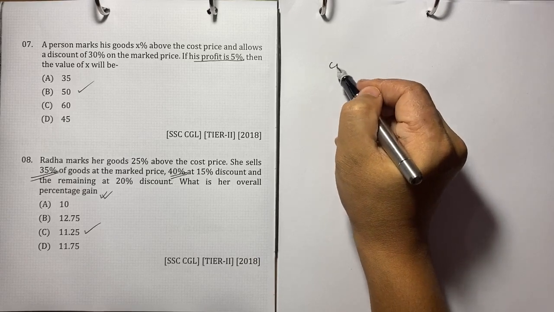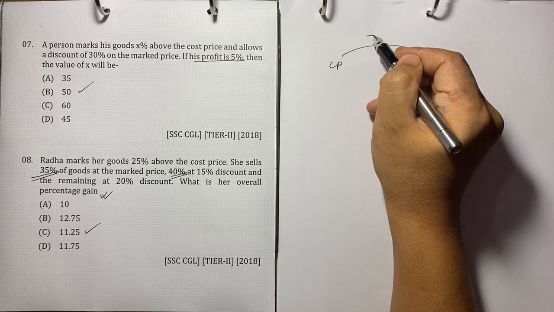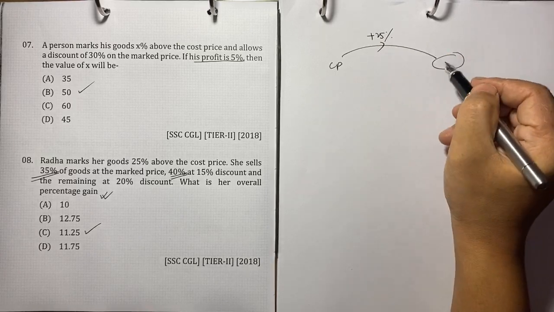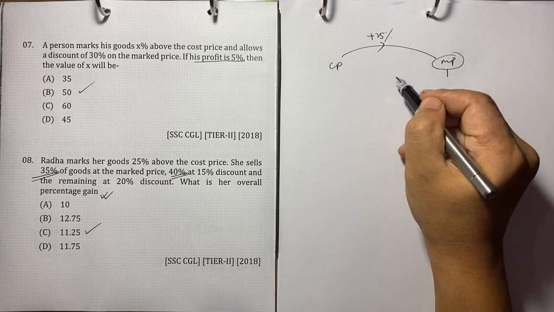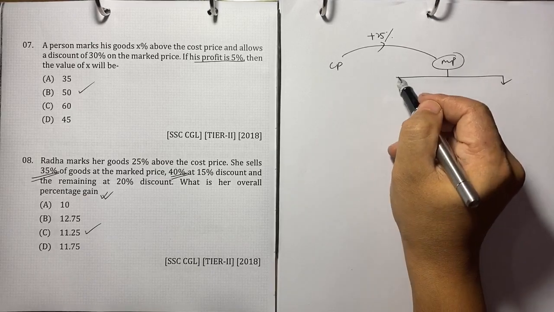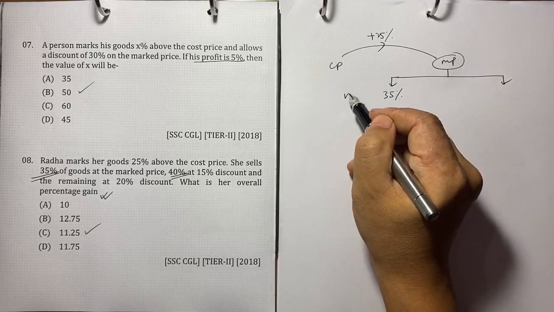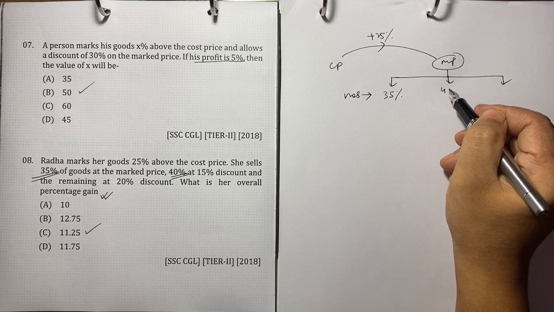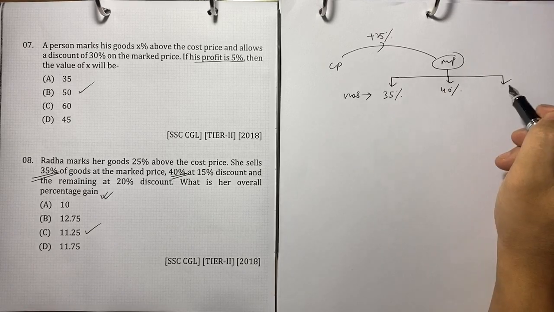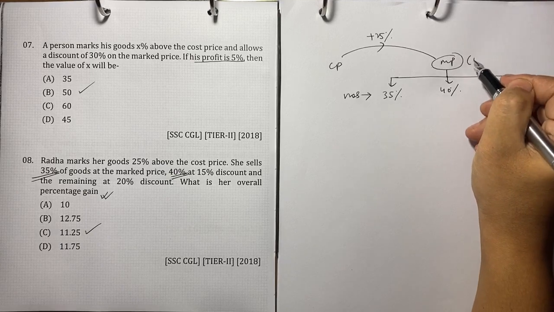Cost price question. The price of the item is marked 25% above cost price, so the item becomes a mark price. The question is divided into three parts: 35% of the goods, this is the number of items, then 40%, and 75% so far, so this becomes 25%. The total number of items is 100.